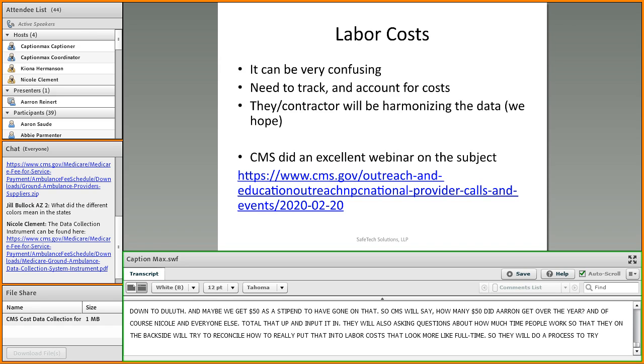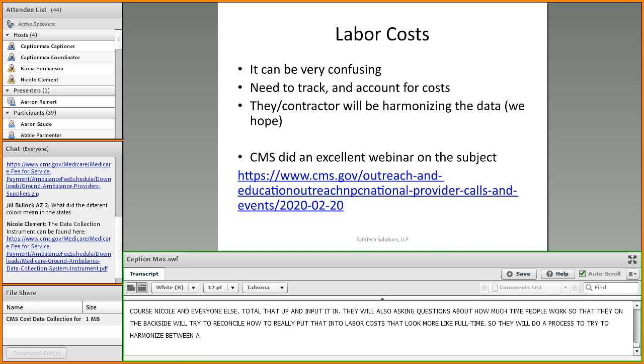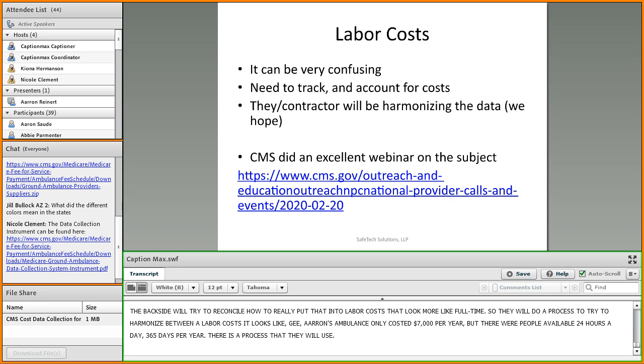So CMS will say, how many $50 did Aaron get over the year? And then, of course, Nicole and everyone else total that number up and input it in. They will also be asking questions about how much time people worked, so that on the backside they will try to reconcile how to really put that into labor costs that look more like full-time.